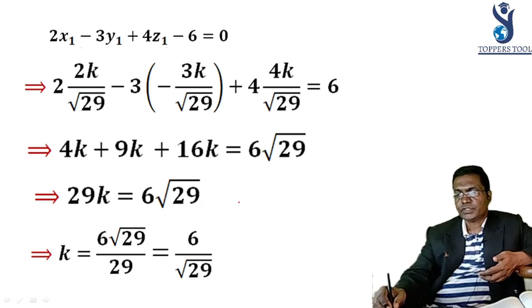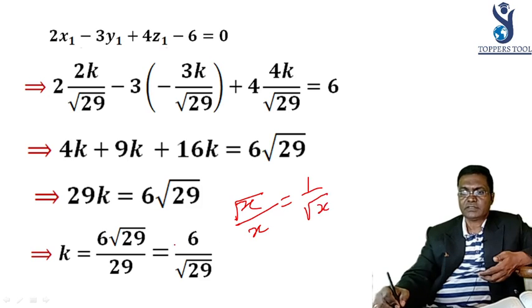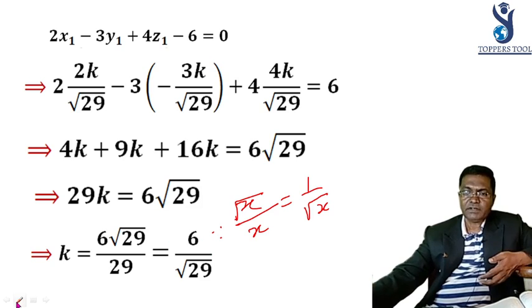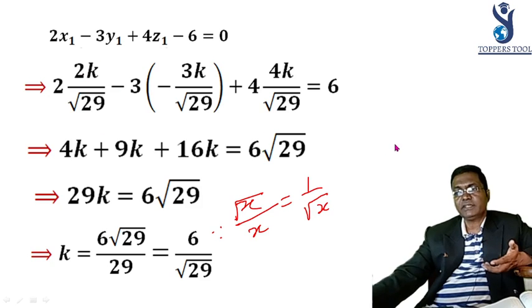You can use root x by x is 1 by root x. So root 9 by 29 means 1 root 29 remains here. So using that, in this way you can find the value of k. And after finding the value of k, you substitute in the values of x1, y1, z1.